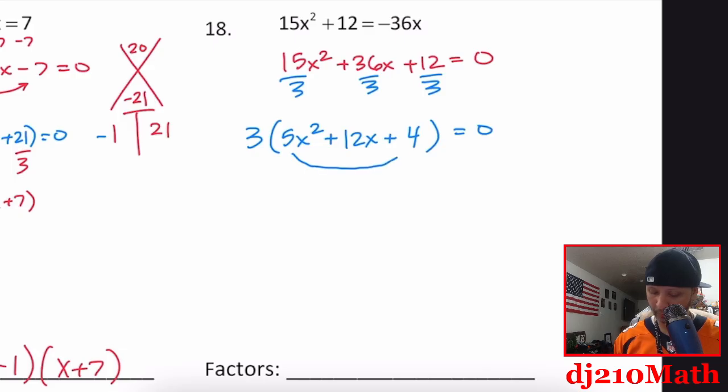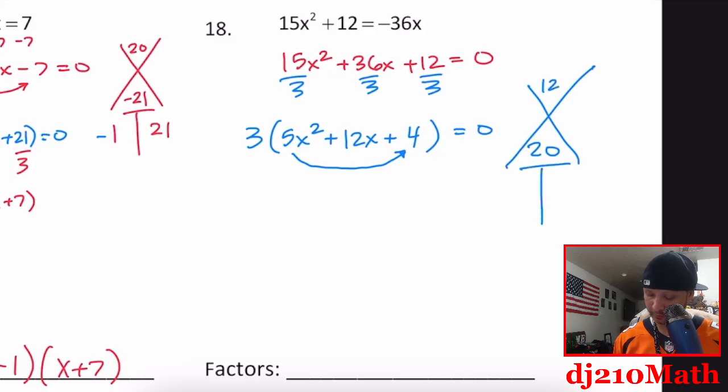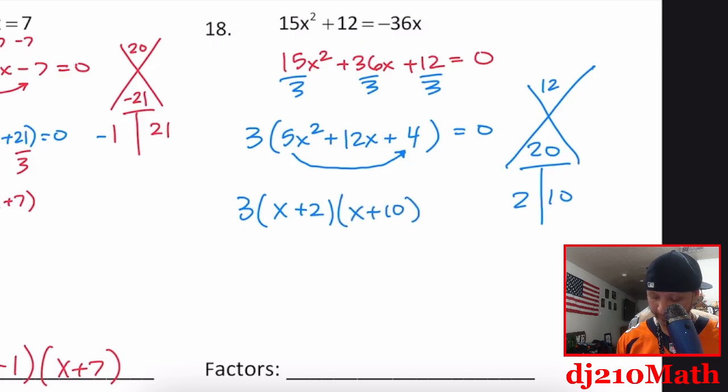So start the process now. 5 times 4 is 20. Need to add up to 12. 10 and 2. 2 times 10 is 20, and 2 plus 10 is 12. So factors are going to look like x plus 2, x plus 10 equals 0.